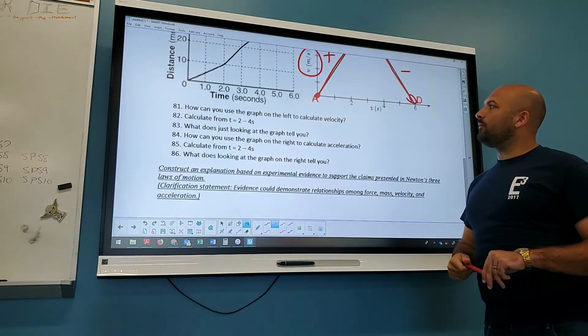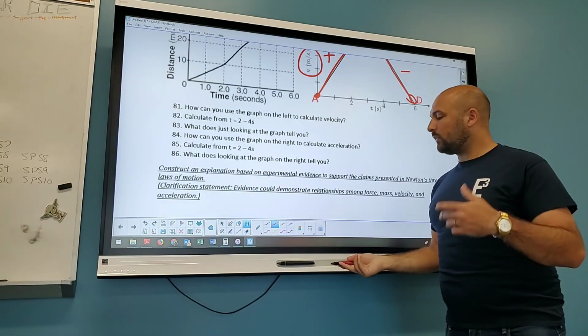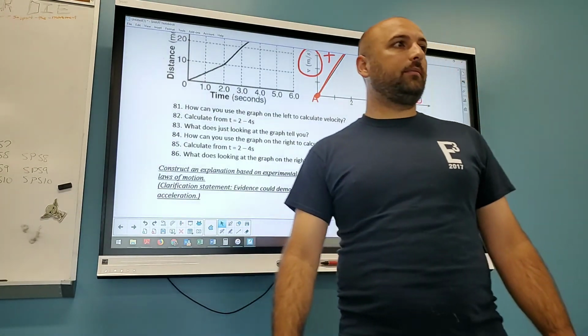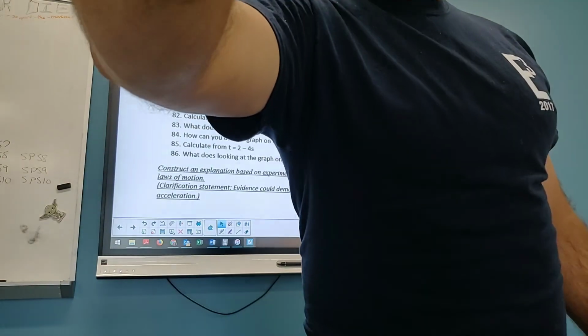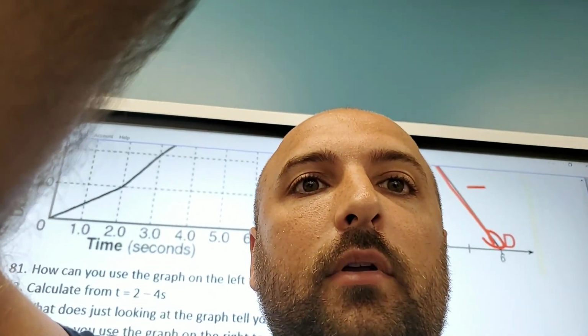How can you use the graph on the left to calculate velocity? Well, we'll work on that a little bit later. Okay? So, the rest of the study guide, I feel like you guys should be able to handle on your own. Good luck. All right? And, well, good luck.